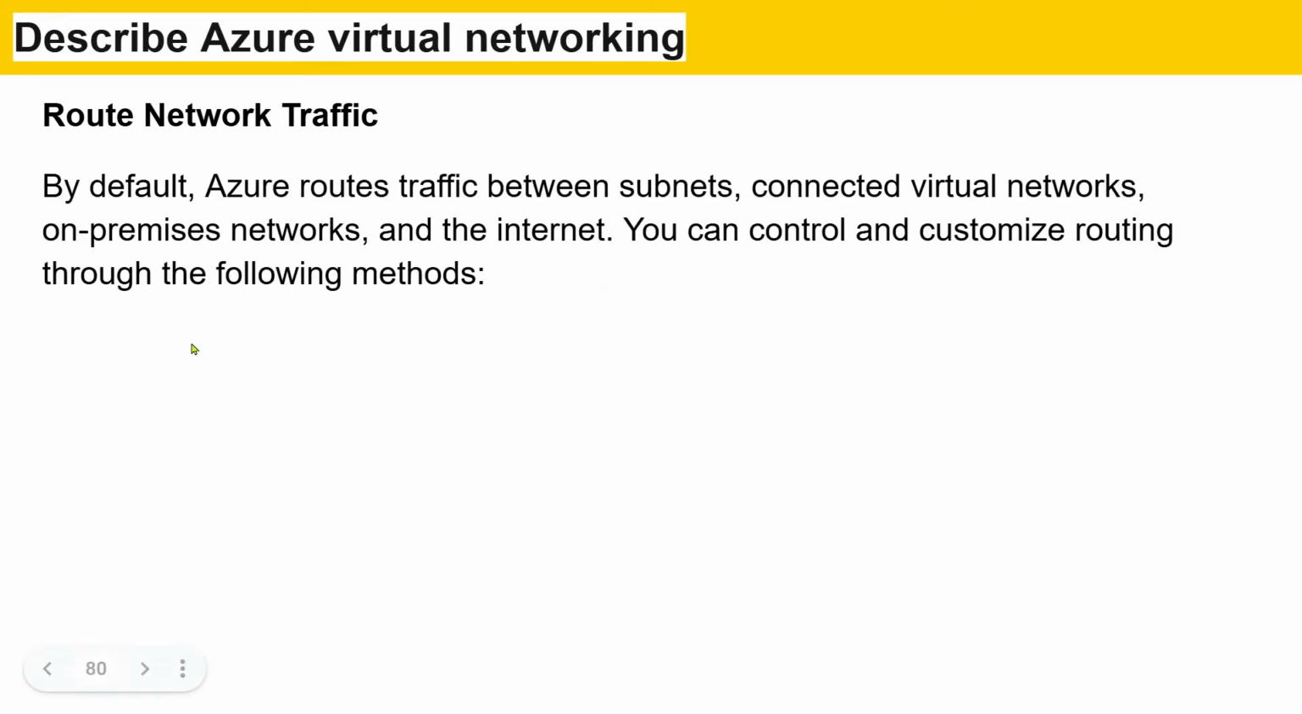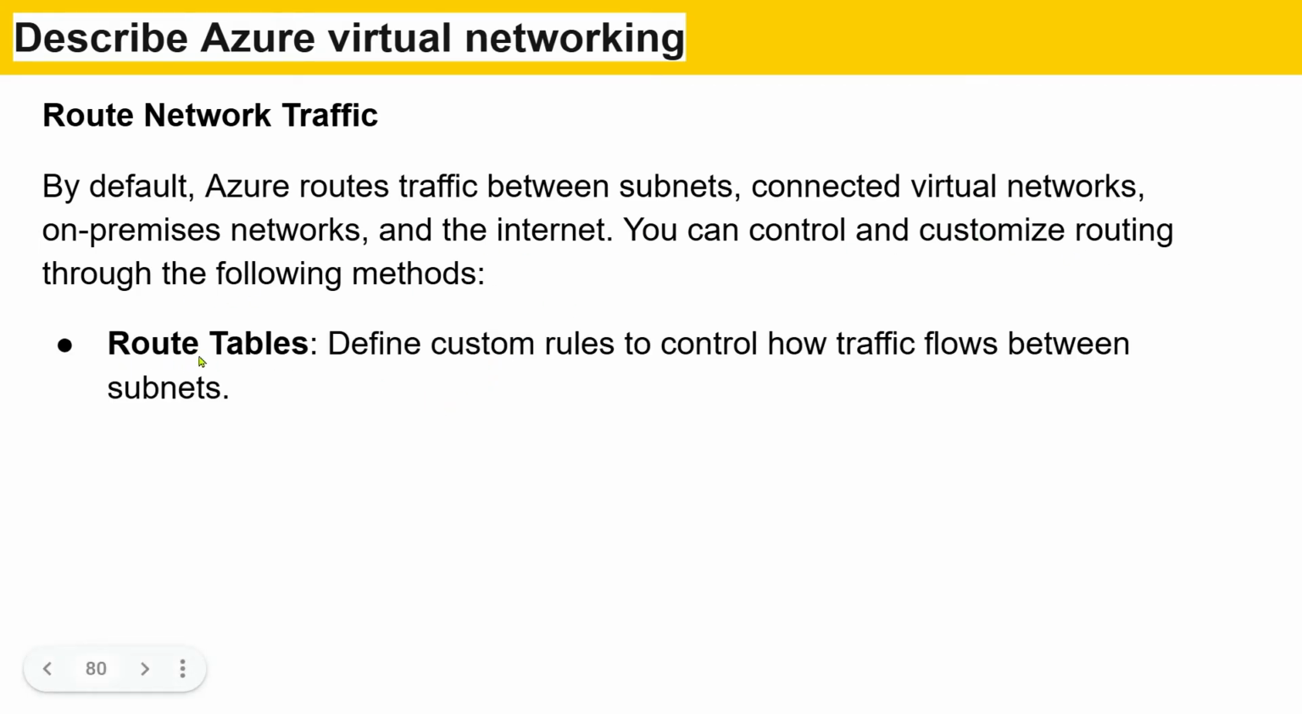Route network traffic. So by default, Azure routes traffic between subnets, connected virtual networks, on-premise networks, and the internet. You can control and customize routing through the following methods. So there is something called route table. Route means how would you like to channelize your traffic coming from the internet, coming from your company and things like that, right? So route table, define custom rules to control how traffic flows between subnets.